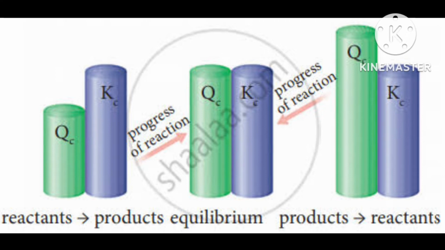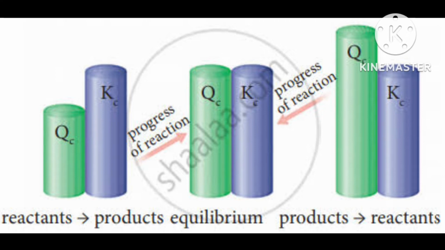Then for this reaction, H2 gas plus Cl2 gas forms 2HCl, hydrogen chloride gas, at 300 Kelvin, and its Kc value is 4 into 10 to the power 31. 10 to the power 31 is again a large value.